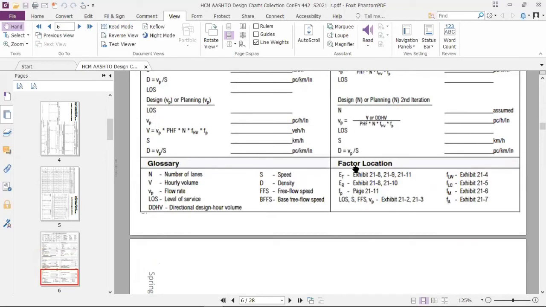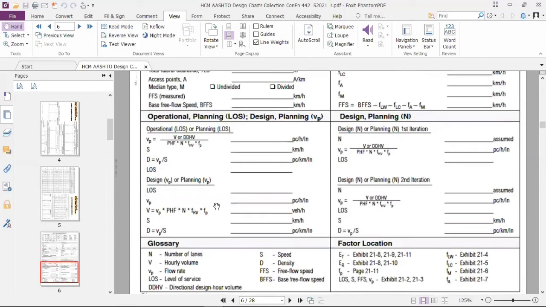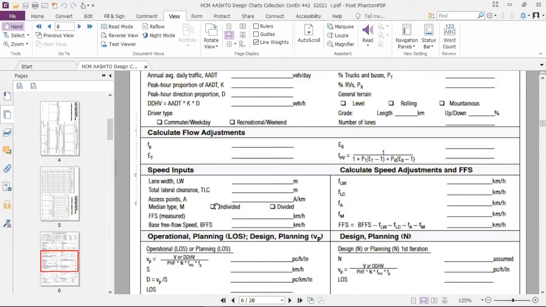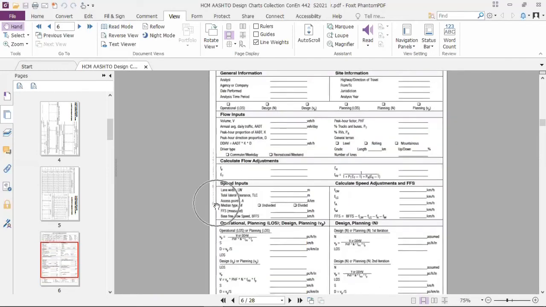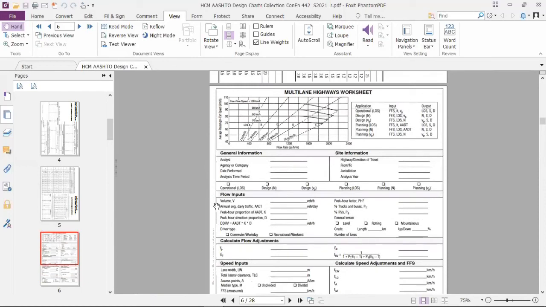And here it gives you the factor location for each of these factors, and also the glossary and definition of the terms, N number of lanes, V hourly volume, and so on. So everything is contained in this form. Any questions?